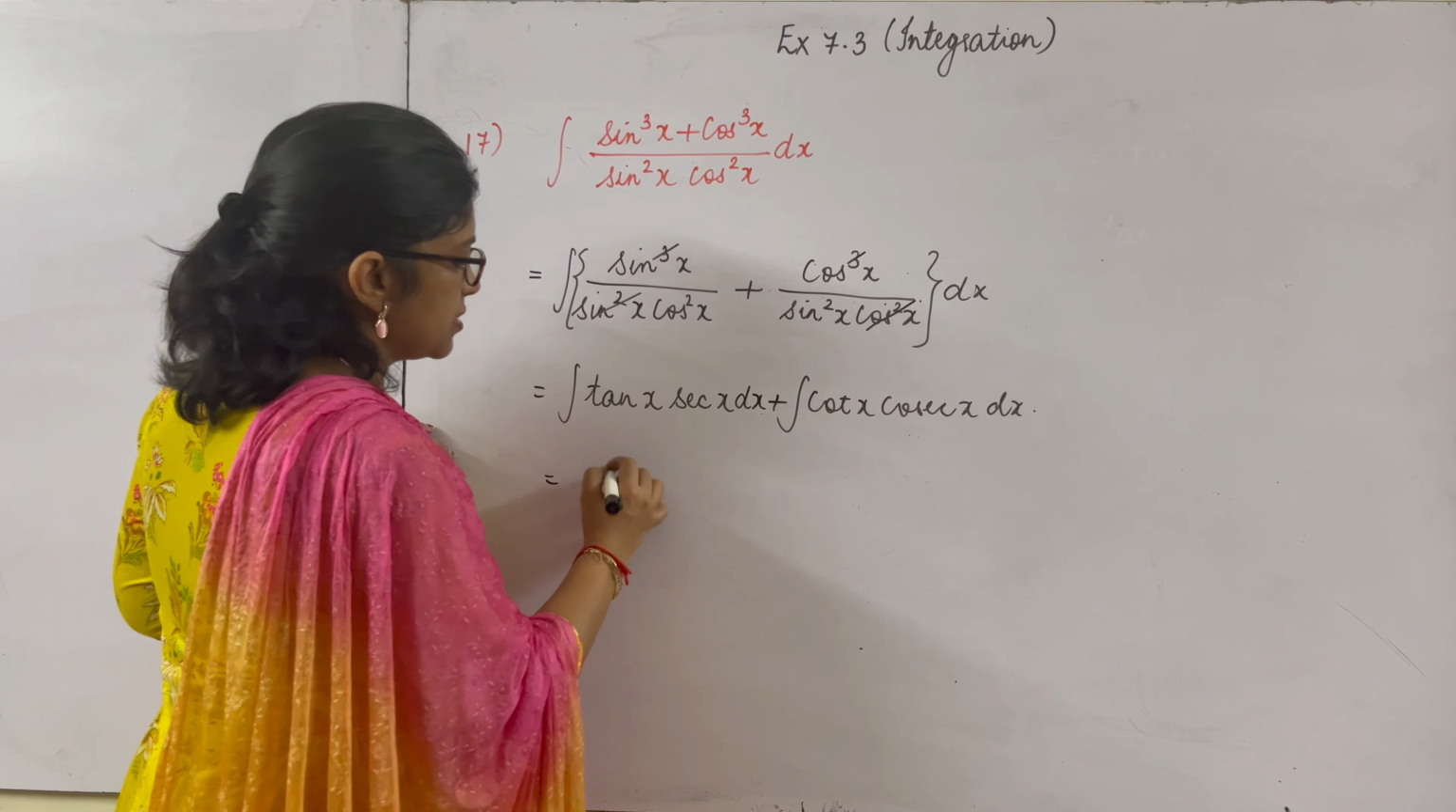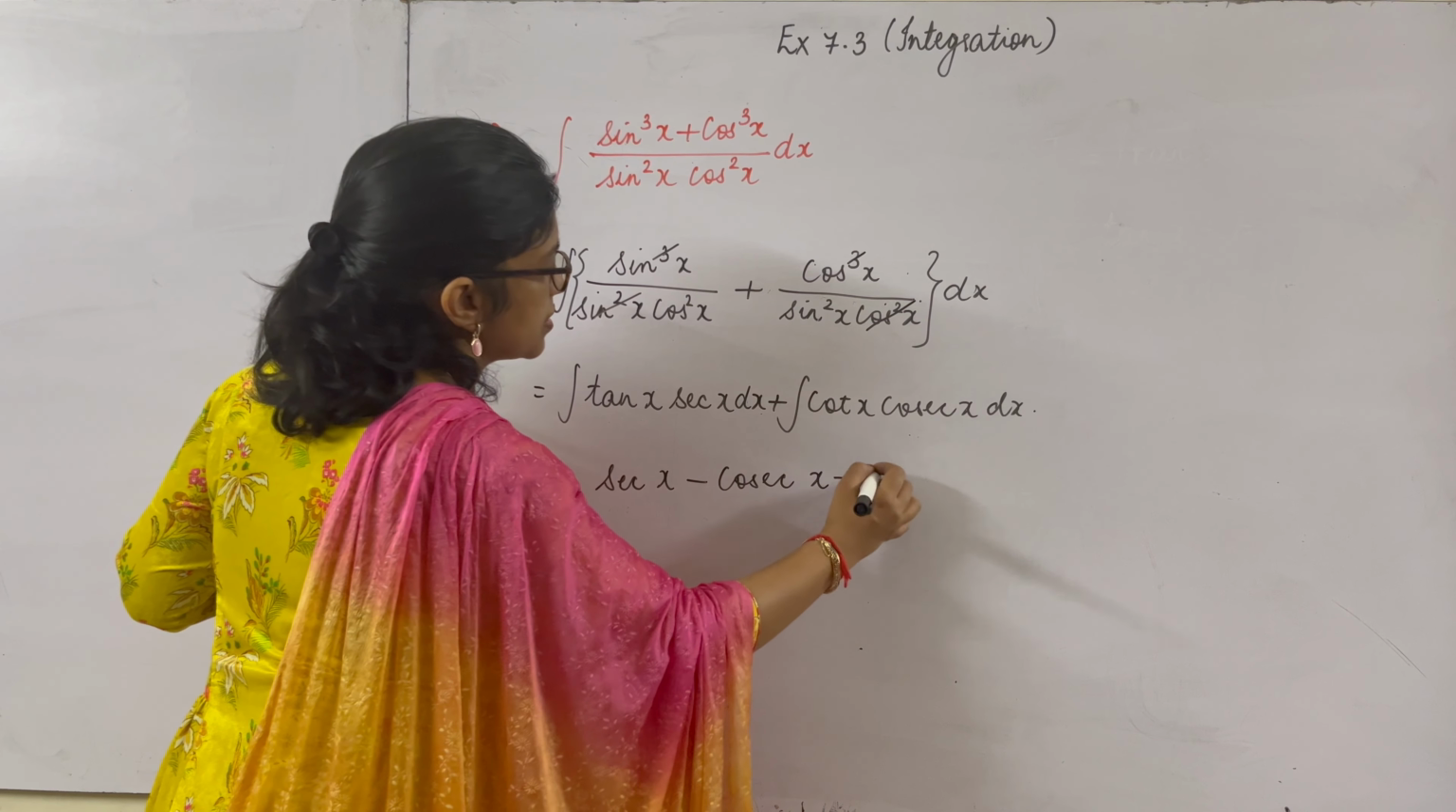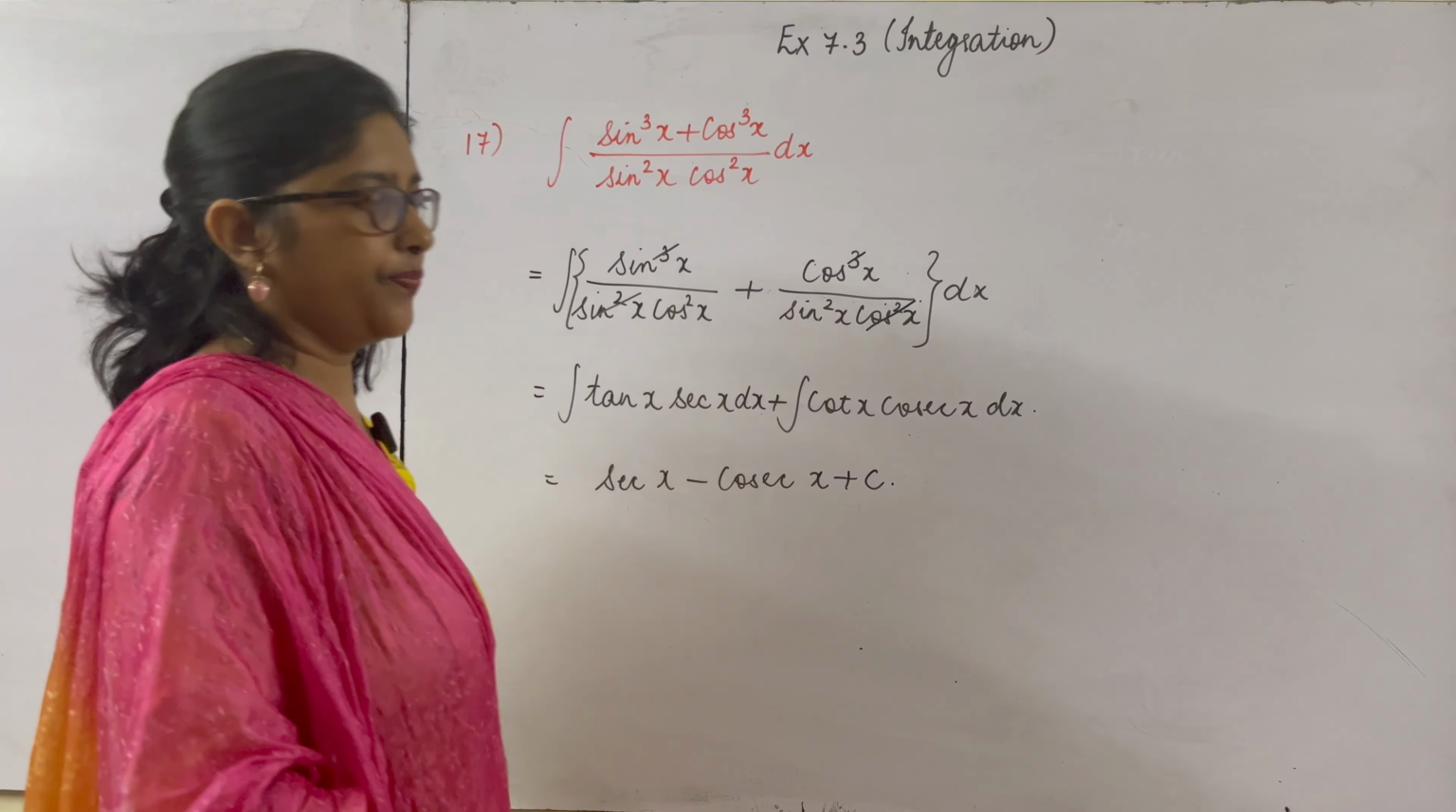Tan x into sec x is sec x, and cot x into cosec x is minus cosec x. A very simple question.